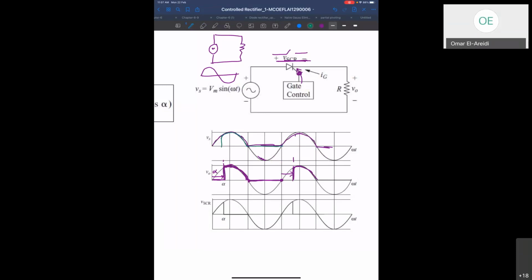Doctor? Yes. Doctor, will you please repeat explaining the graph?